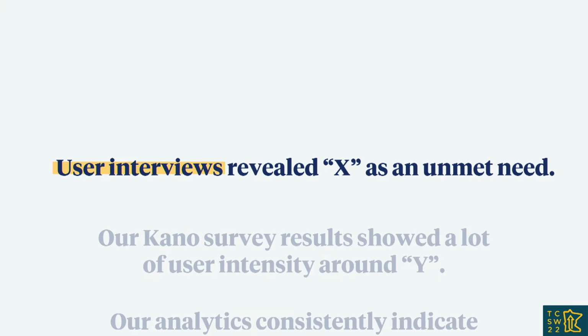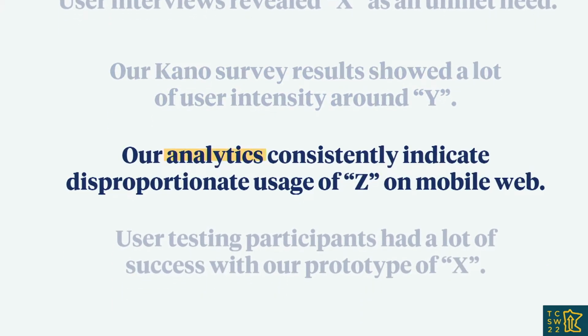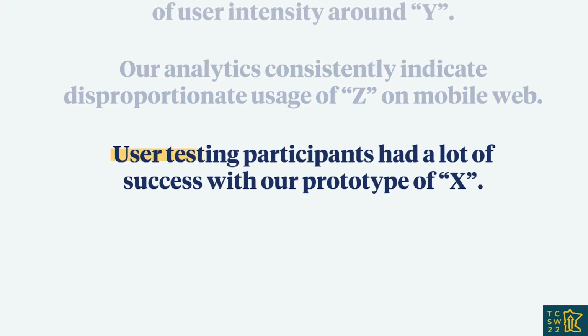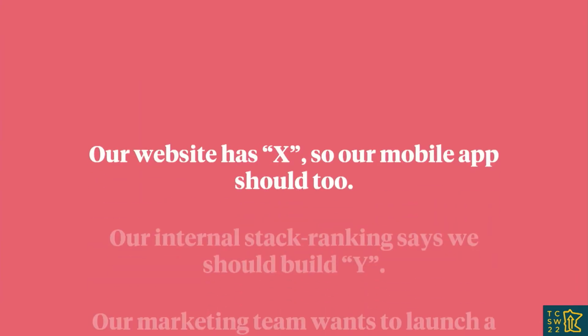There's a lot of great ways to evaluate that. For instance, hey, user interviews are revealing X as an unmet need in the users we talk to. We ran a Kano survey, and it showed a lot of intensity around Y. Our analytics that we already have are consistently indicating a disproportionate usage of Z on mobile web. Or maybe we've done some prototyping, and we found in our prototyping exercise that users had a lot of success performing this or that function with our prototype. All of these are great reasons to include a feature in your MVP.